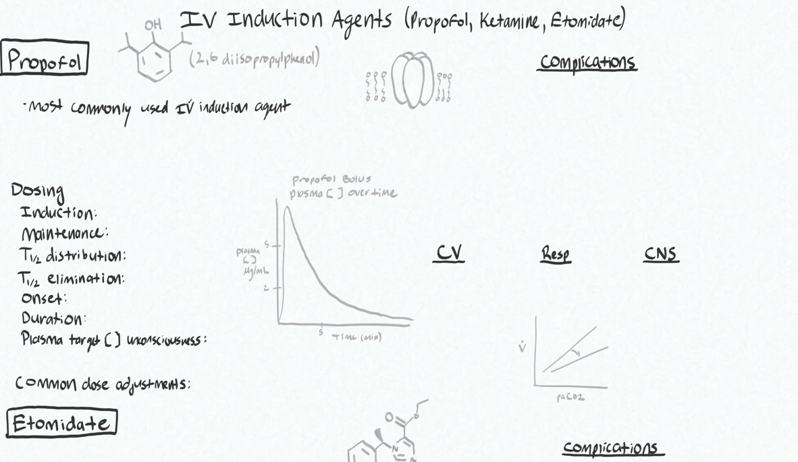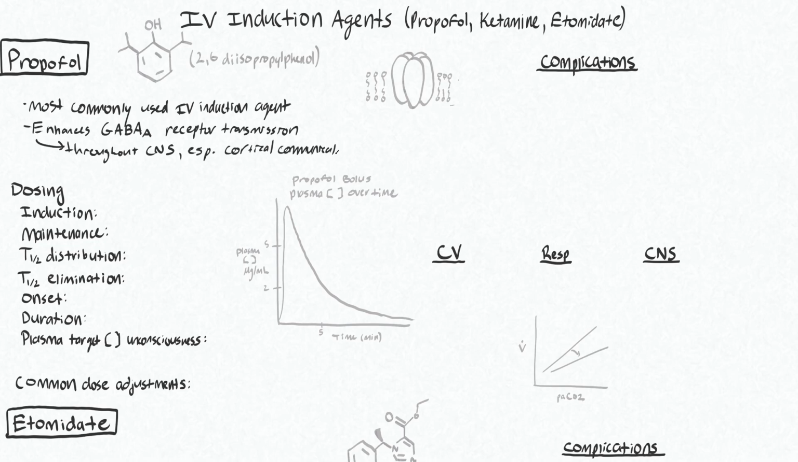So it works by enhancing transmission through GABA A receptors, and this is a GABA A receptor. GABA is actually the most abundant inhibitory neurotransmitter in your nervous system. So this is going to have effects throughout the CNS. And then for propofol, you're talking especially for the cortical communication, having effects on your level of consciousness.